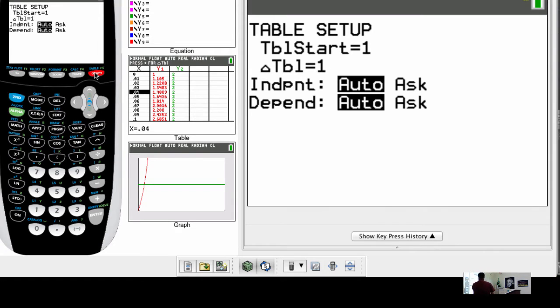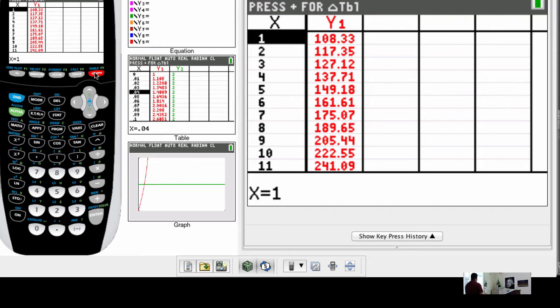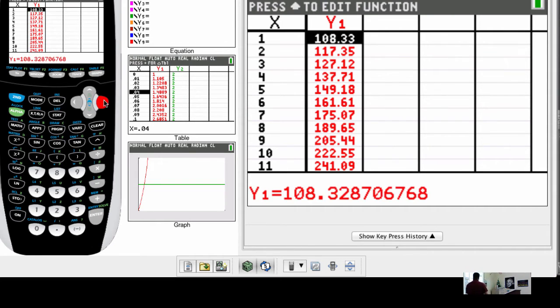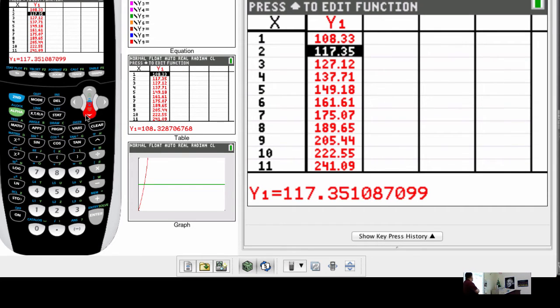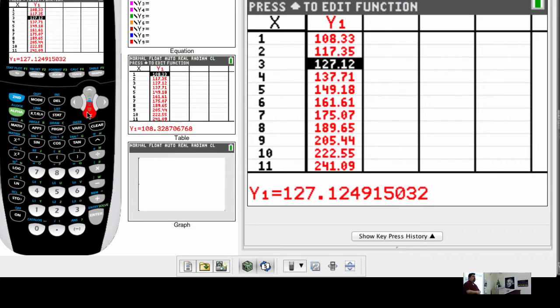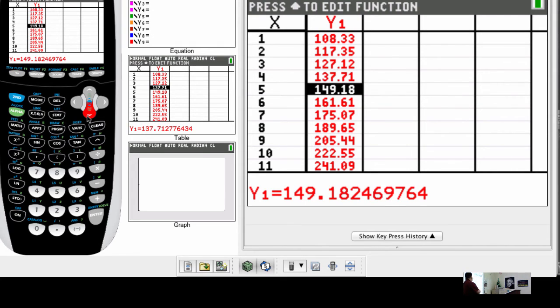Now if I hit second graph, I pull up my table, that's the information. After 1 year, it'll be worth $108.33. You leave that money in for 2 years, the total amount it'll be worth is $117.35. You leave it in for 3 years, it's $127.12. For 4 years, it'll be $137.71. At 5 years, it'll be $149.18. And at 6 years, it'll be $161. And after 7 years, it'll be worth $175.07.